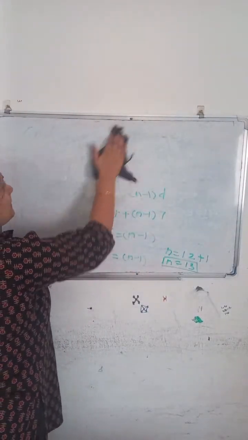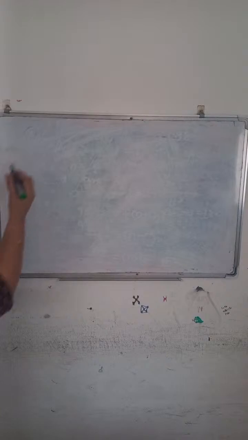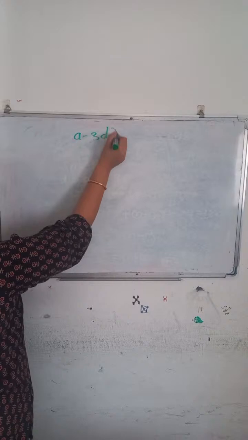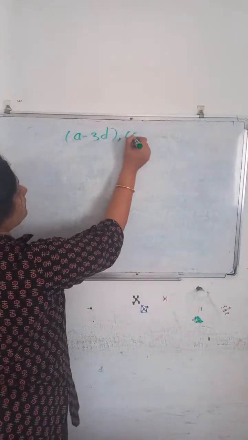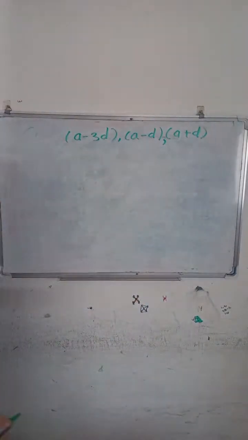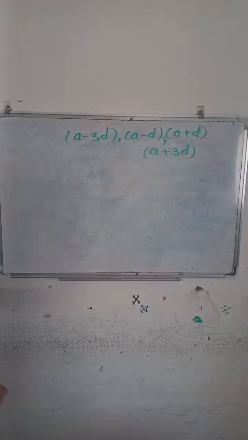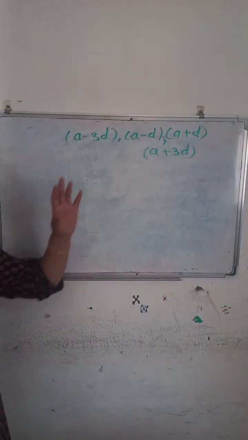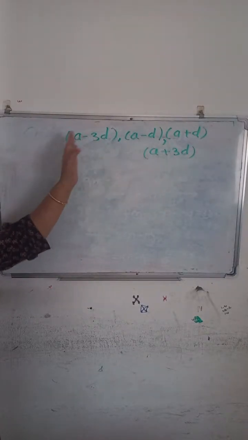So we can write here the first term is nothing but a minus 3d. Okay, this is the first. The second number is a minus d, the third number is a plus d. The same as 4 consecutive numbers, no? Then the fourth term is nothing but a plus 3d. Okay, these are the 4 consecutive terms we are taking. It's very easy to remember: a minus d, a plus d, then another is a plus 3d and a minus 3d.